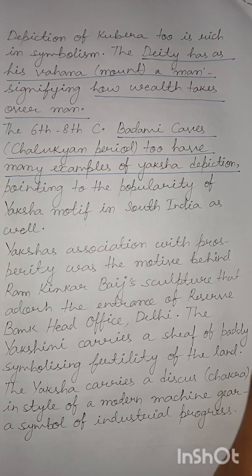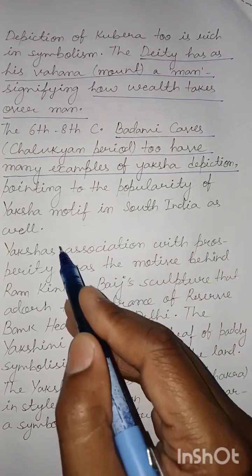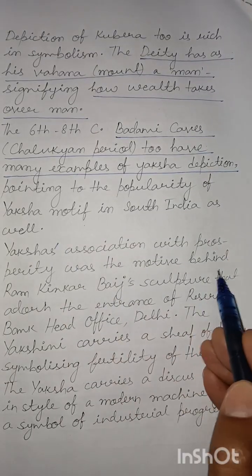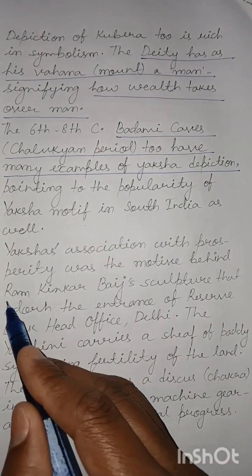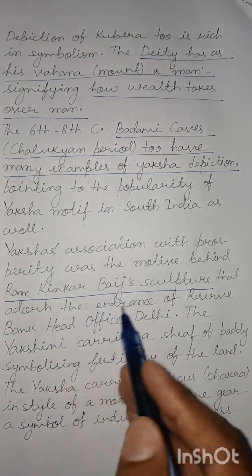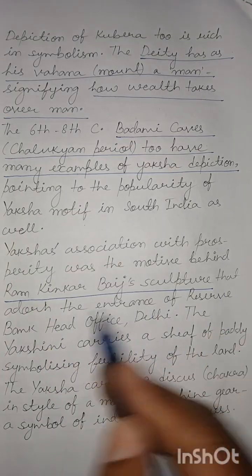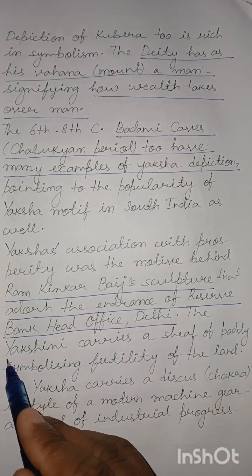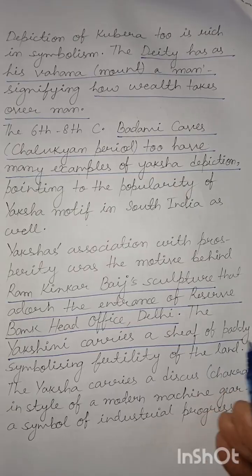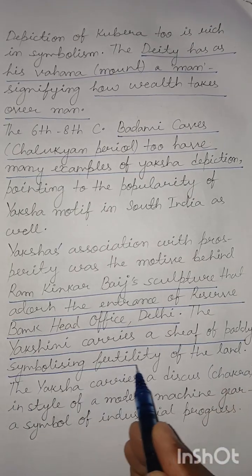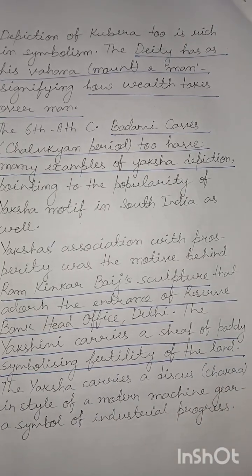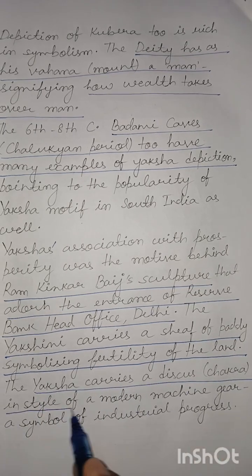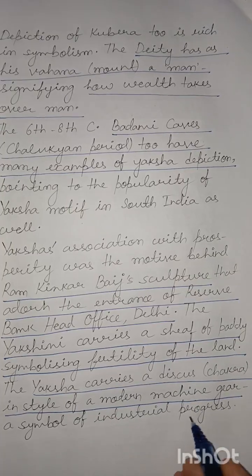Now coming to more modern times, Yakshas. The Yaksha's association with prosperity was the motive behind Ram Kinkar Baij's well-known sculpture that adorned the entrance of the Reserve Bank of India head office, Delhi. In this depiction, the Yakshini carries a sheaf of paddy, which you can understand symbolizes the fertility of the land, that is India, and the Yaksha carries a discus, a chakra, in the style of a modern machine gear, a symbol of industrial progress.